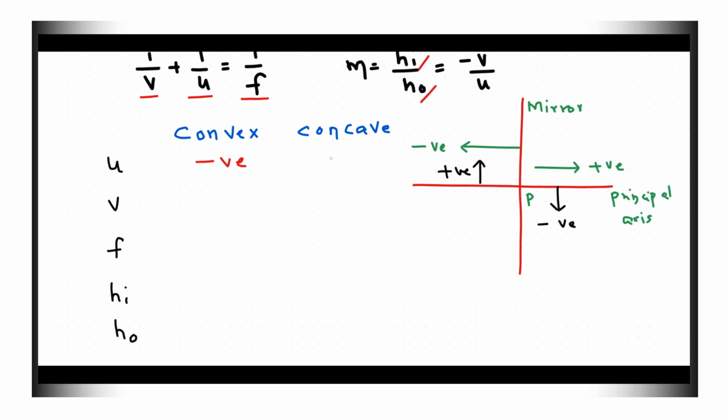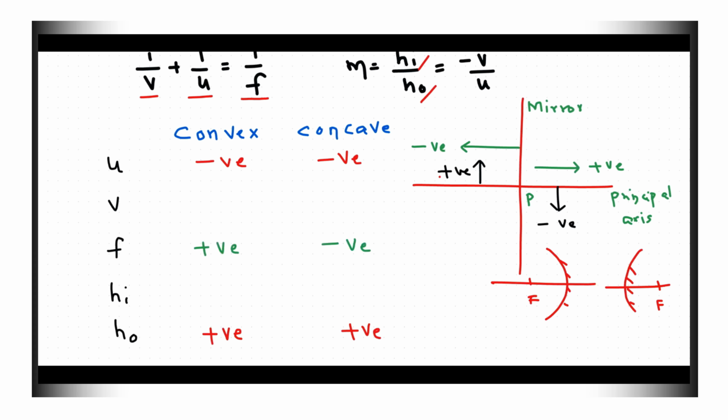U will be positive only if the object is placed at the right side of the mirror. And what is always positive is HO. We always keep the object erect only. Now, if it is a concave mirror, your focal length is negative. And if it is a convex mirror, your focal length is positive. So remember, children, for convex, focal length is positive, and for concave, it is negative. These 3 things are very clear.